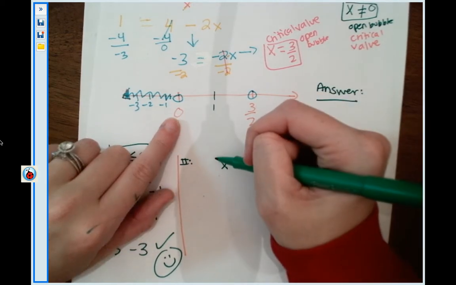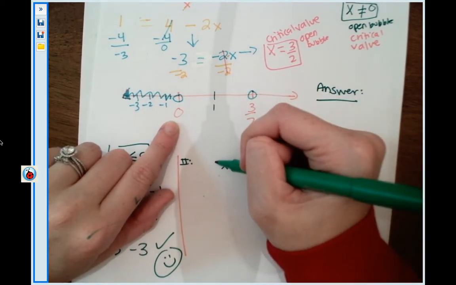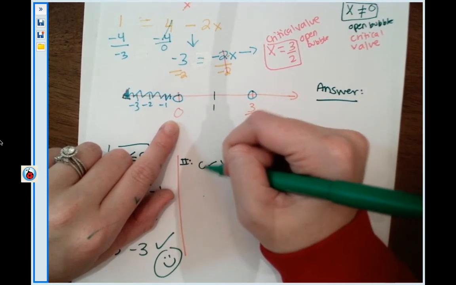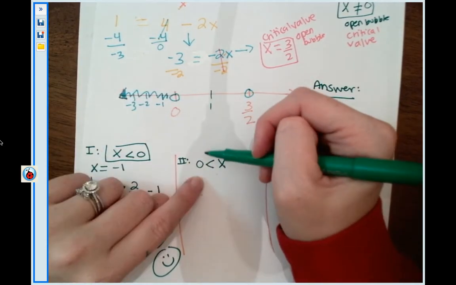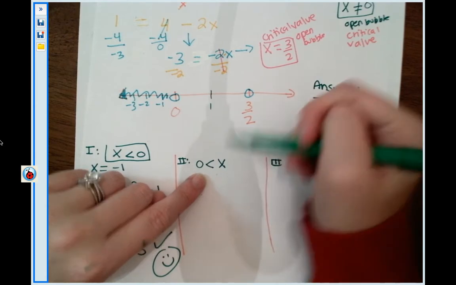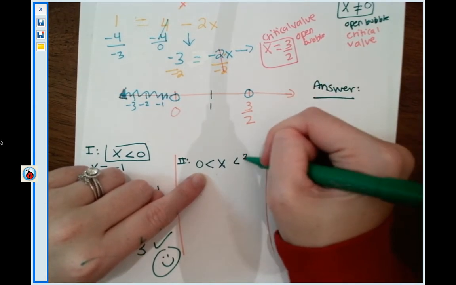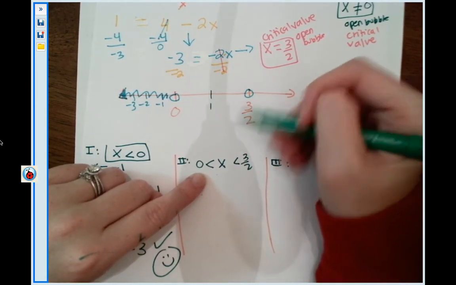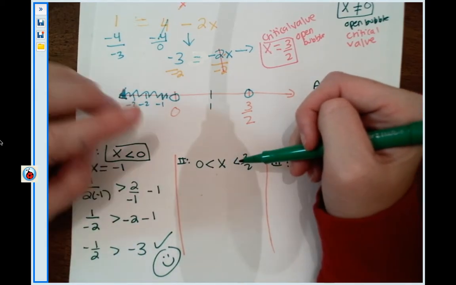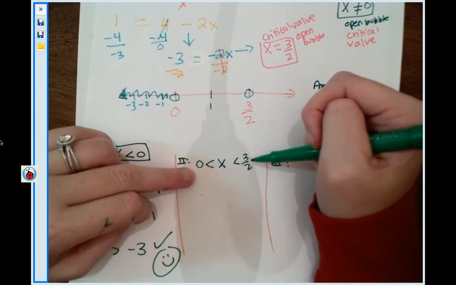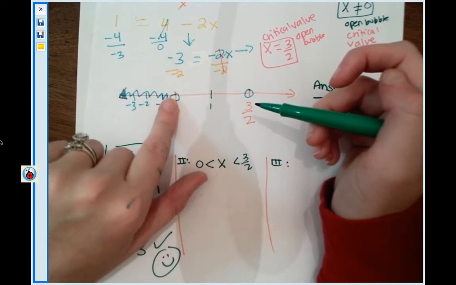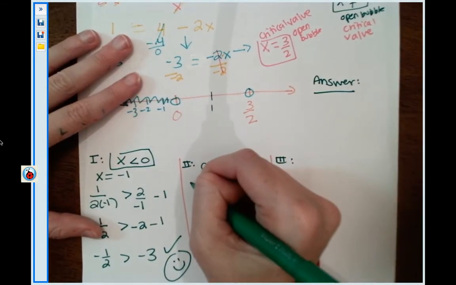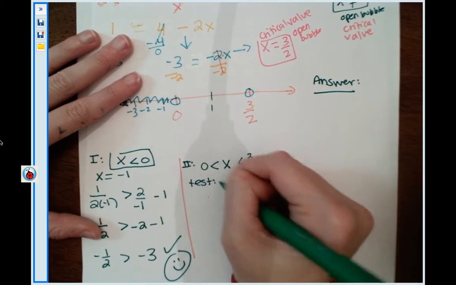Okay, so x is greater than 0. 1 is greater than 0, so this is greater than 0. And remember, it cannot equal 0, so we don't put the line underneath it. And it's less than 3/2. Again, it can't equal it, so we don't put the inequality symbol. So something that's in between 0 and 3/2, or something in this region that I can test, is 1. So I'm going to test x equals 1.